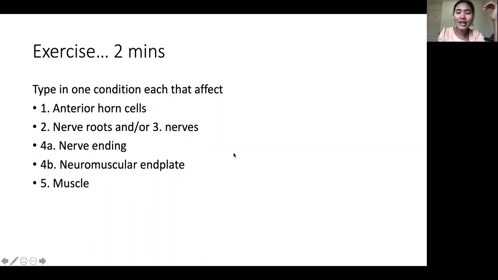Okay, this is just to check whether you got something from my discussion today. So now let's do this test. Type in one condition each that affects anterior horn cells, nerve roots and nerves, nerve endings, neuromuscular end plate, and muscle. Anyone who can answer all those questions, I think is going to be a neurologist in future.